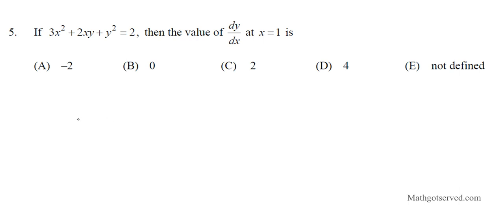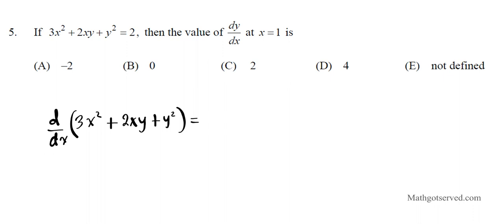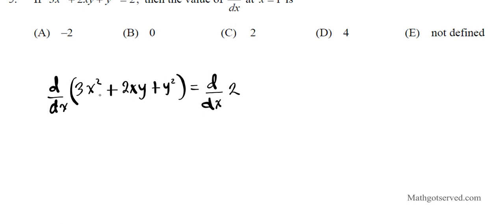All right. So we have 3x squared. We want to find d/dx of 3x squared plus 2xy plus y squared equals d/dx of 2. Okay? All right, let's do it. So this one we're going to use the power rule to differentiate that. So using the power rule here, we're going to have 3, factoring that out, differentiating this is going to be times 2x.